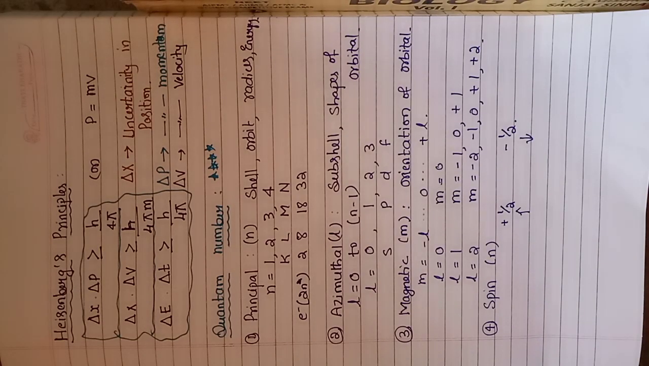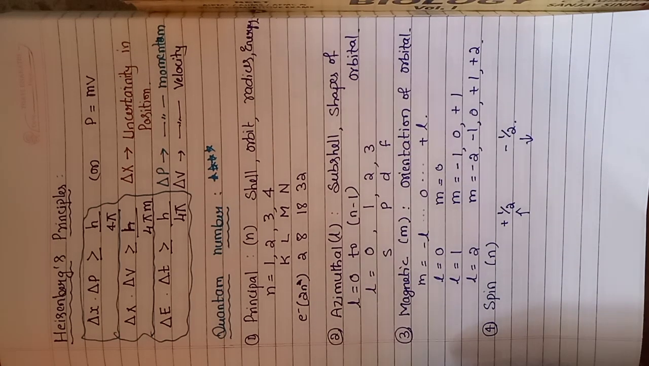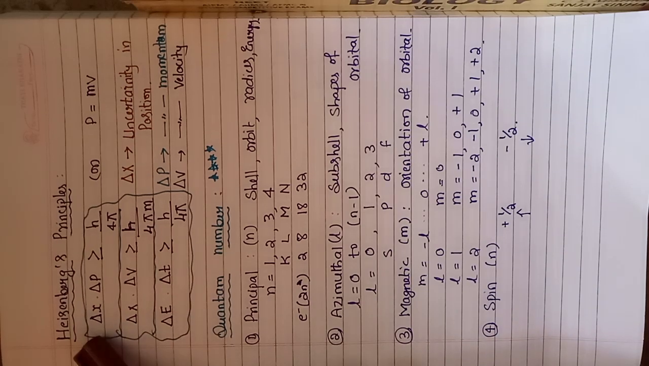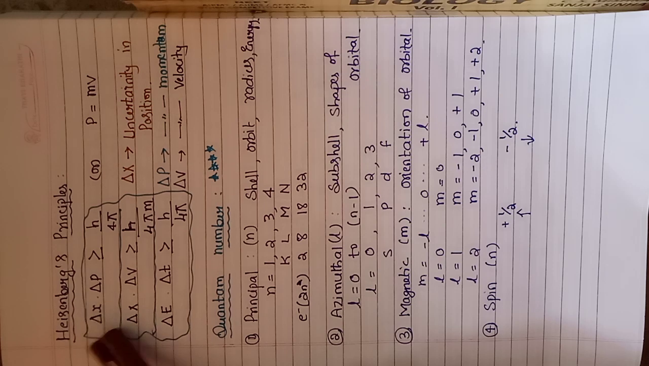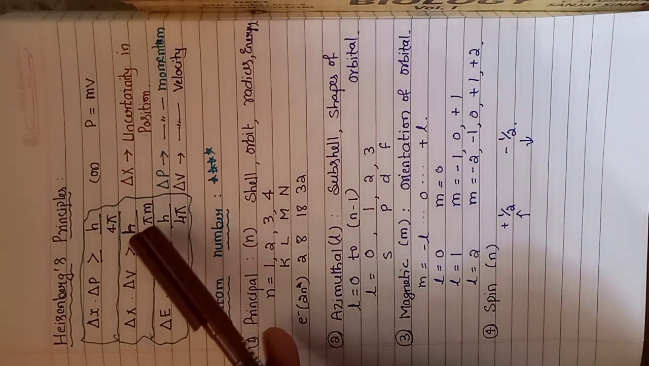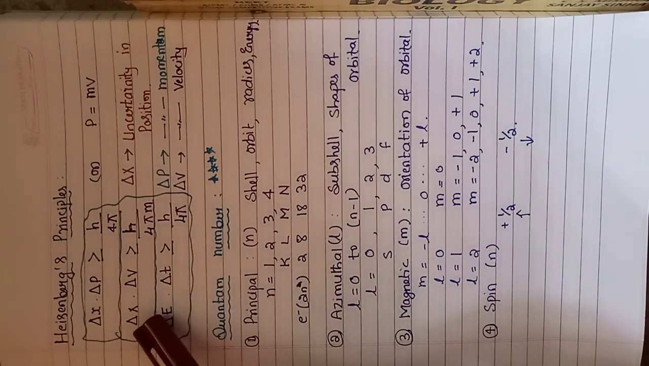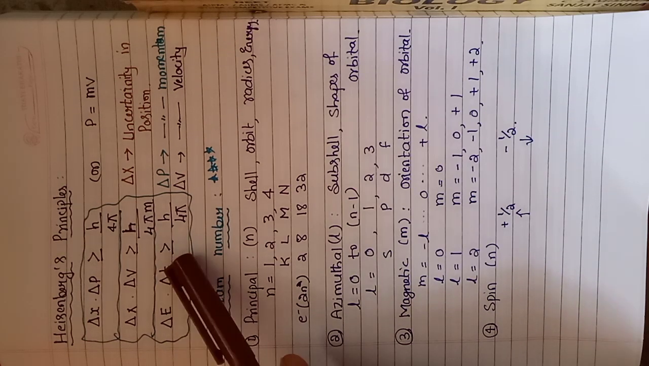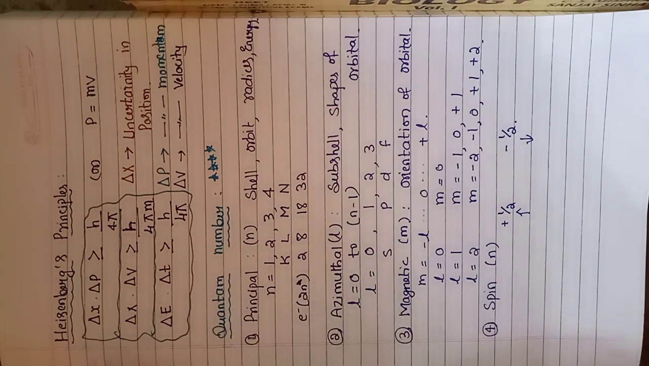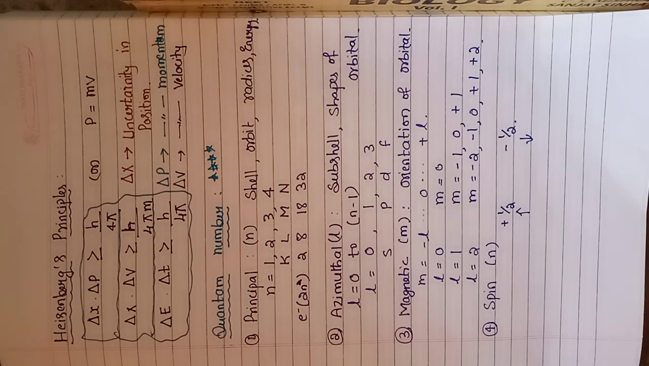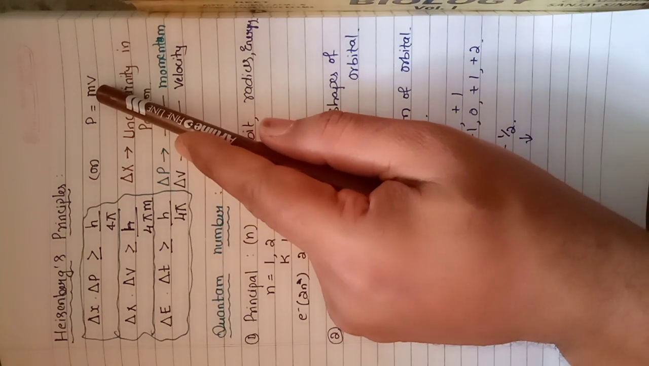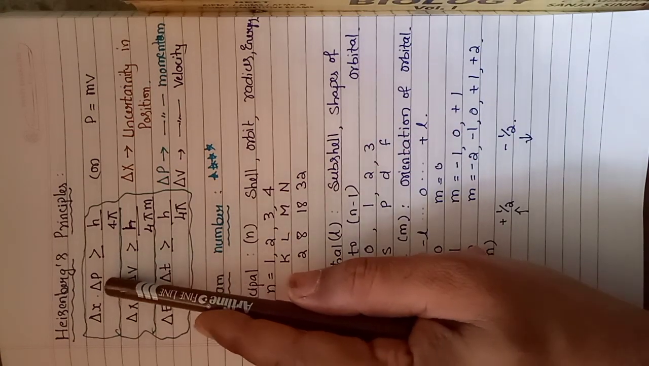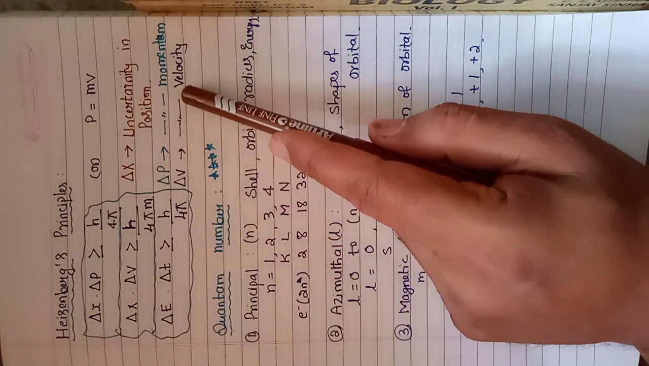Now, another important concept here is the Heisenberg Principle, which tells us that it is impossible to determine the exact position and momentum of an electron simultaneously. We have these formulas according to the Heisenberg Principle: delta x into delta p is greater than or equal to h by 4 pi, or delta x into delta v is greater than or equal to h by 4 pi m, and delta E into delta T is greater than or equal to h by 4 pi. All these formulas are related to the Heisenberg principle. Remember, p is equal to m into v, where delta x is the uncertainty in position, delta p is the uncertainty in momentum, and delta v is the uncertainty in velocity.